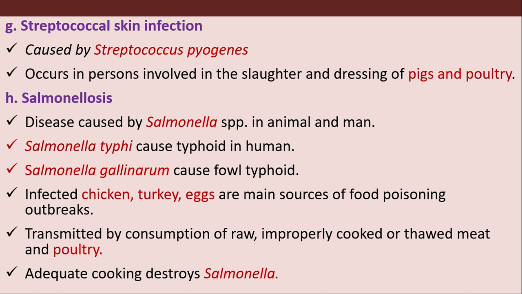Salmonellosis. Disease caused by Salmonella species in animals and man. Salmonella typhi causes typhoid in humans. Salmonella gallinarum causes fowl typhoid. Infected chicken, turkey and eggs are main sources of food poisoning outbreaks. It is transmitted by consumption of raw, improperly cooked or thawed meat and poultry. Adequate cooking destroys Salmonella.